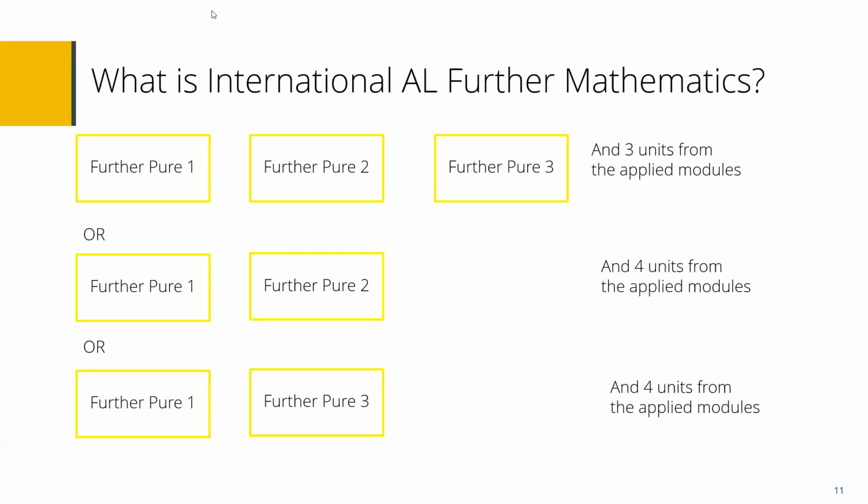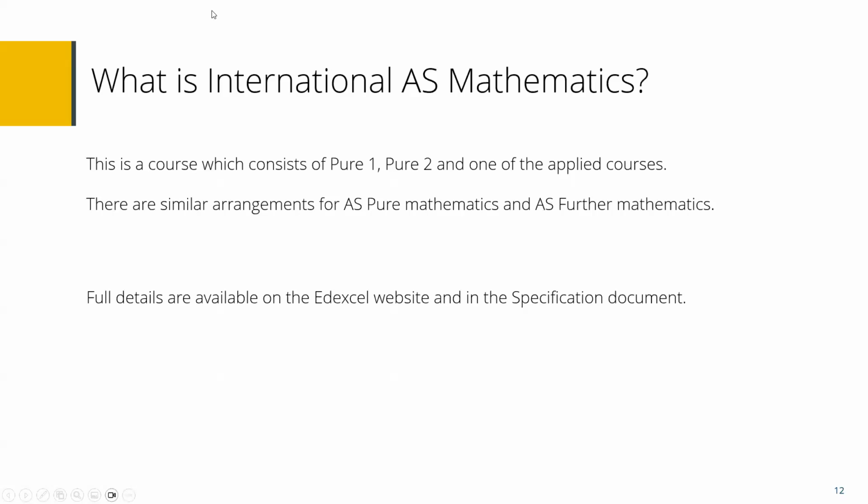Talking about the AS, if anyone is still interested in offering that to students so they can cash in and obtain an AS, it consists of Pure 1, Pure 2 and one of the applied courses, as it mentions on the screen. There are similar arrangements for AS Pure Mathematics and AS Further Mathematics. You can find more information on the Edexcel website in regard to this.